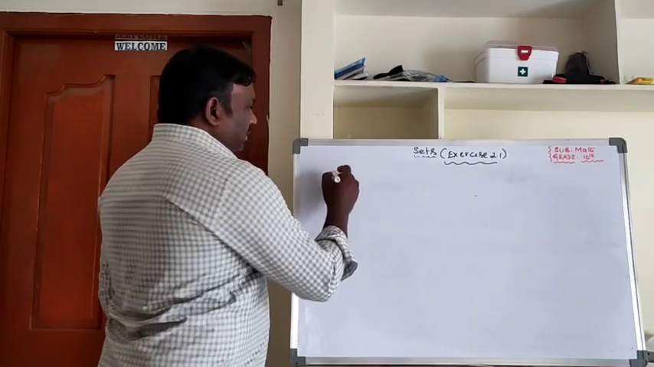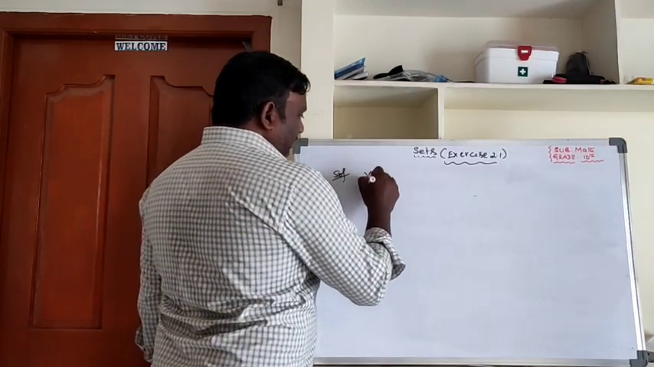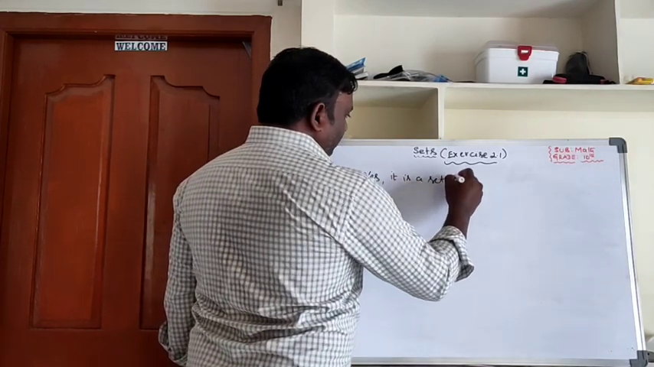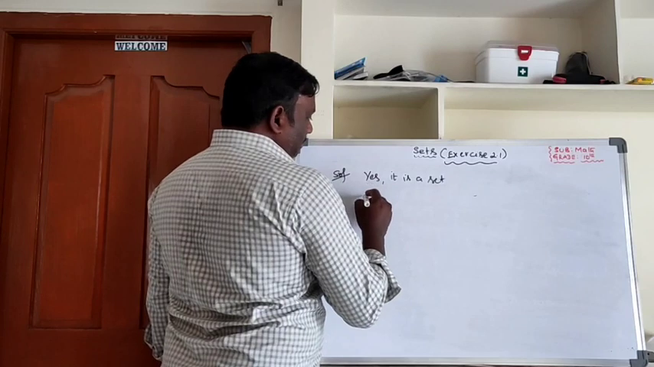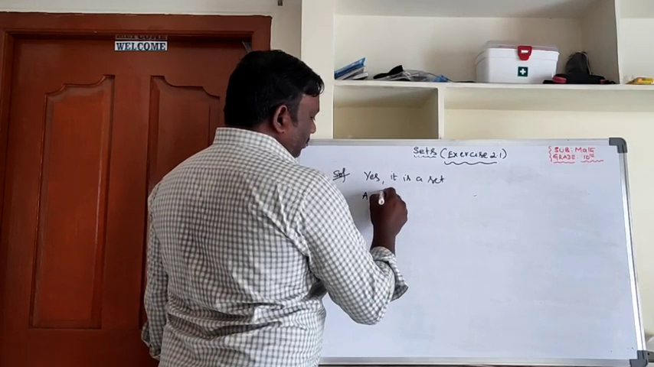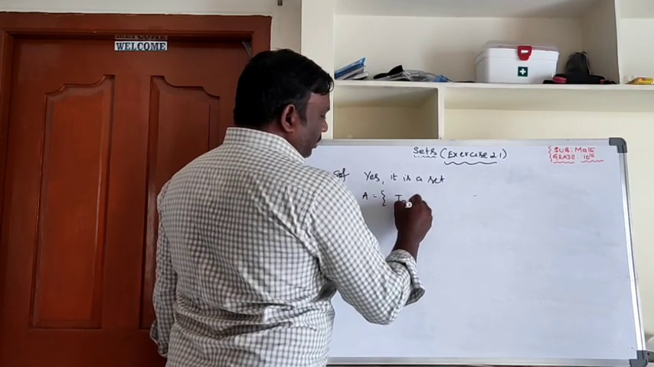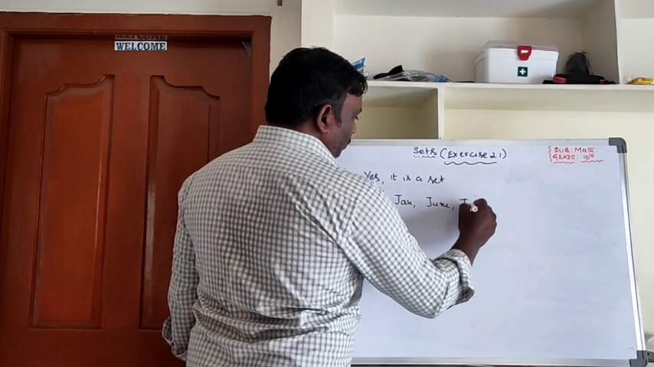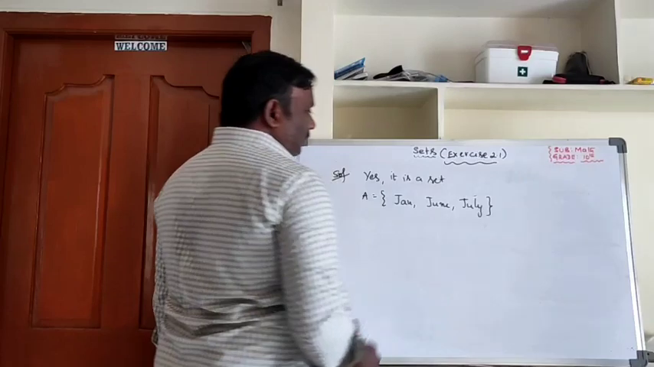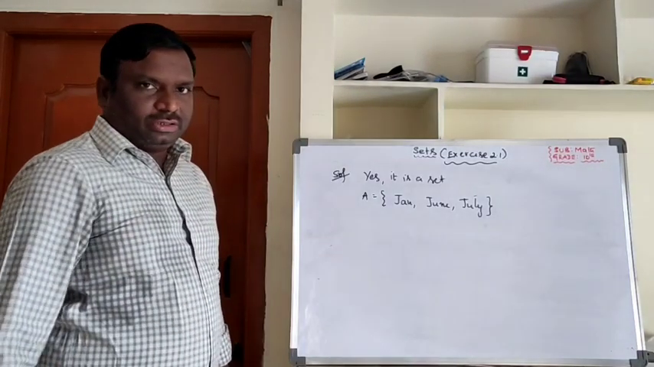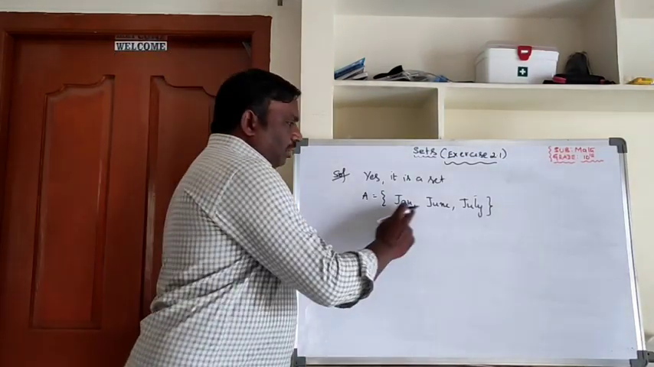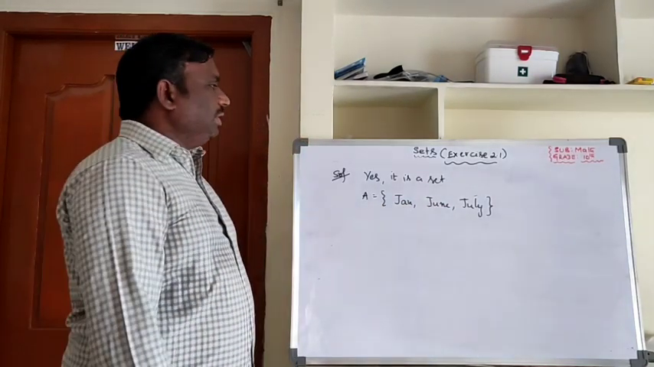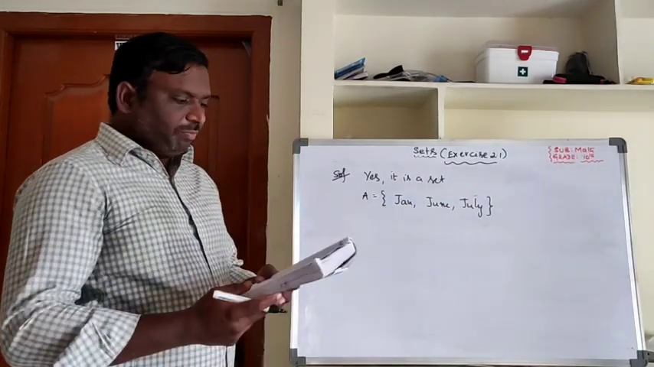So you should write the answer like this. Yes, it is a set. January, June, July. The elements are finite, and all the months have the starting letter J. That's why it is a set.